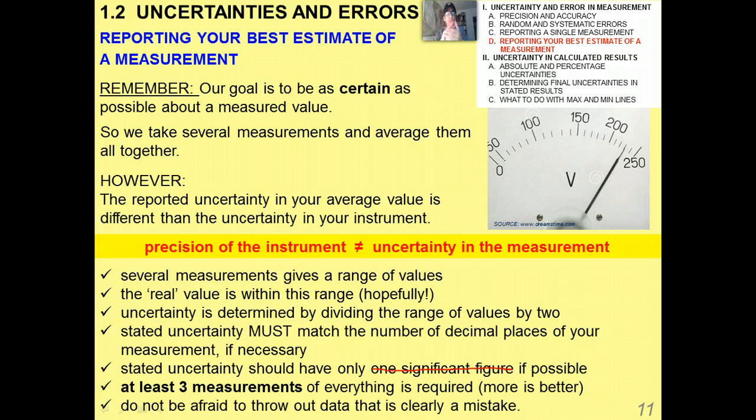At least 3 measurements of everything is required in the IB. The more the better. And I almost always give you time to do more. So if you can do 6 or 7 or even 10, your labs will be graded. You will possibly get a higher score, if you know what I mean. Do not be afraid to throw out data that is clearly a mistake. Okay, and it's up to you to do that. You can do that, but you got to justify it.